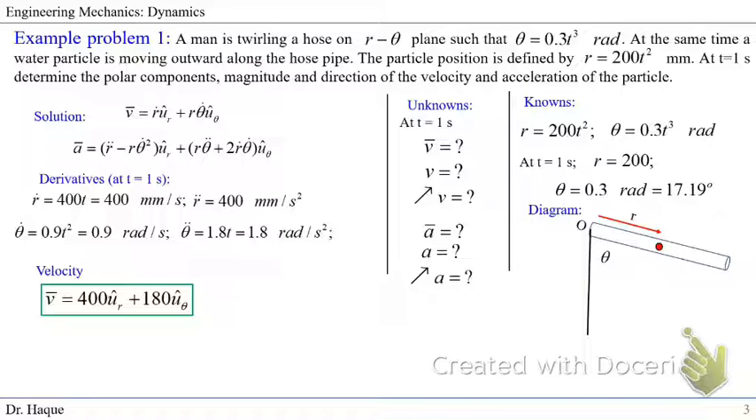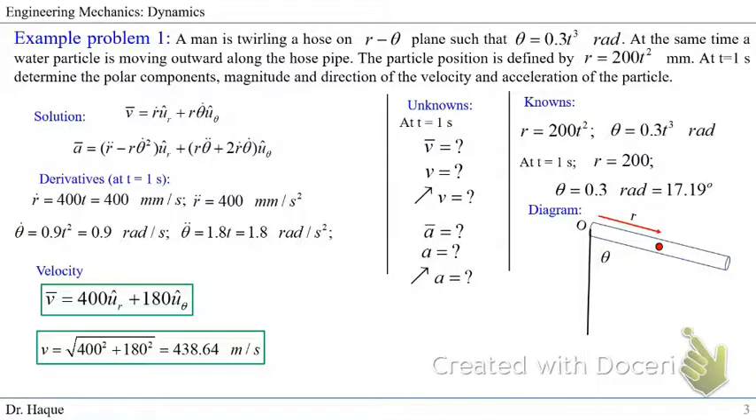So from there, if we plug these values back into the original equation that we have up here, we'll get v is 400 in the radius u_r direction, and 180 in the unit vector theta direction. And then how to find the magnitude? So we know x component whole square and y component whole square, that gives us 438.64 meter per second.